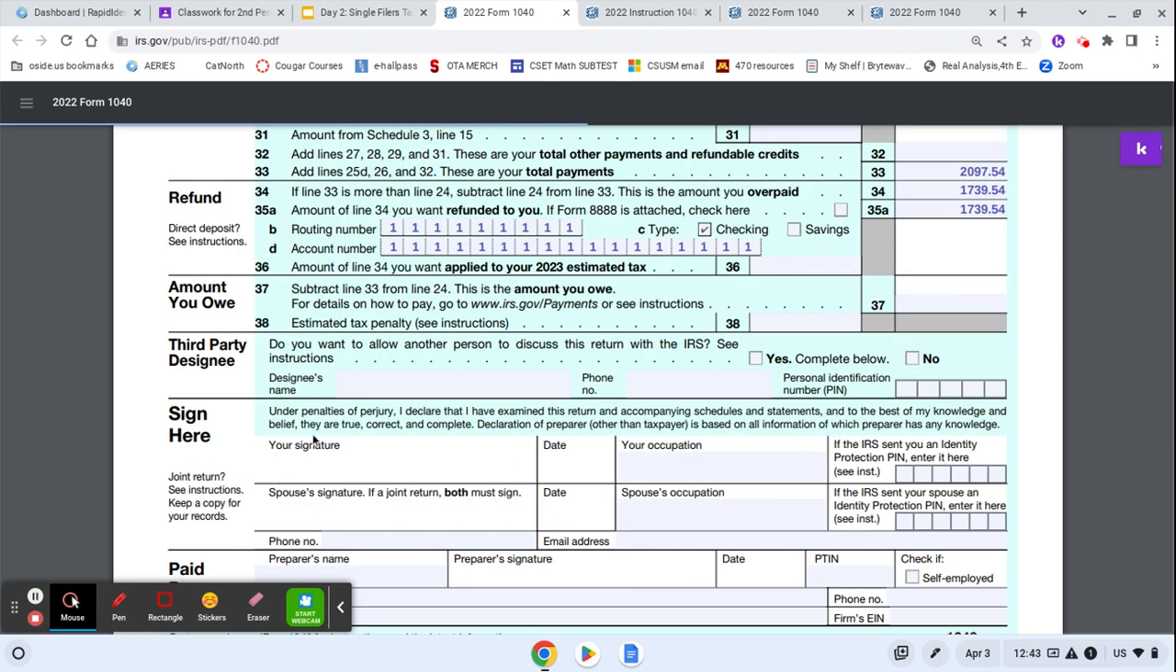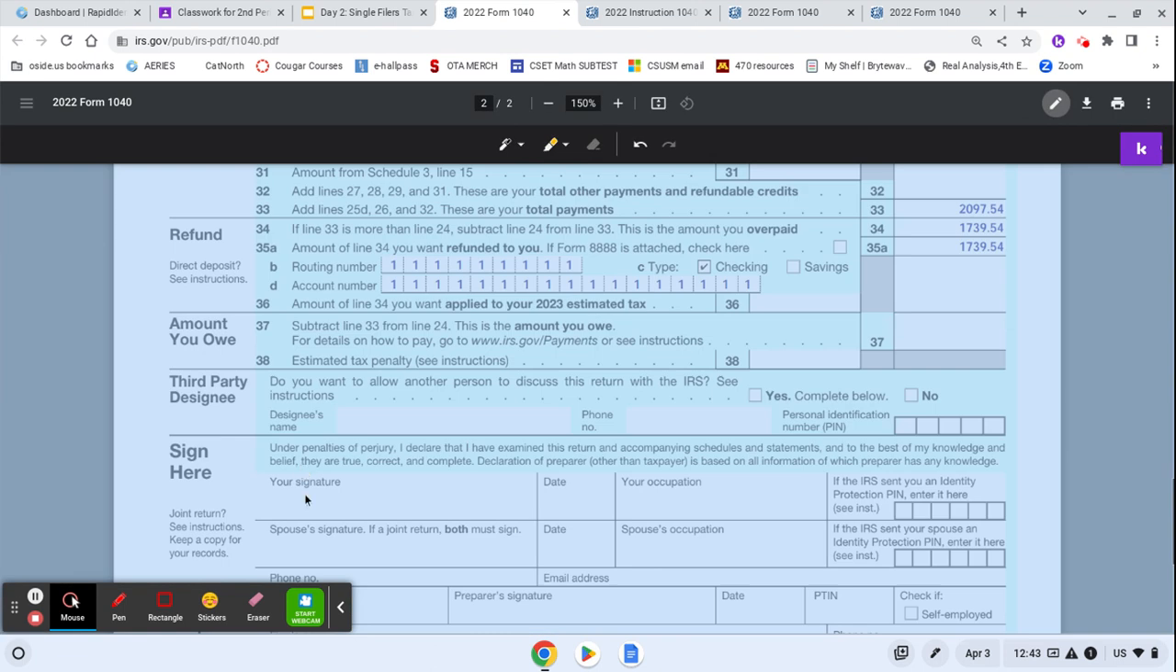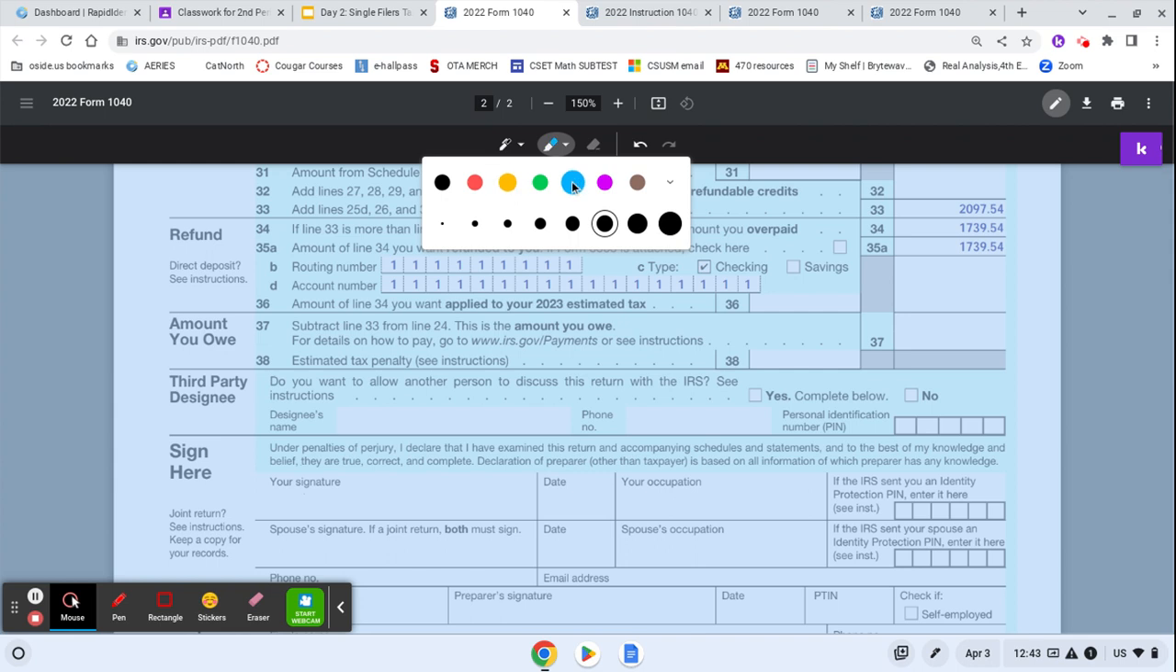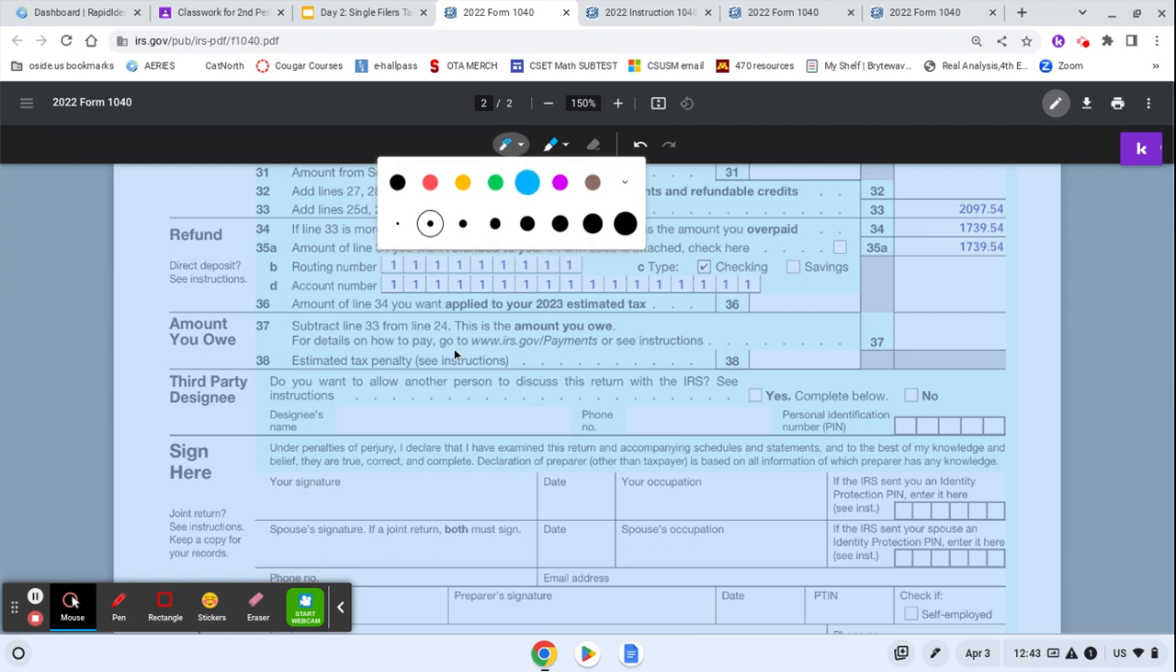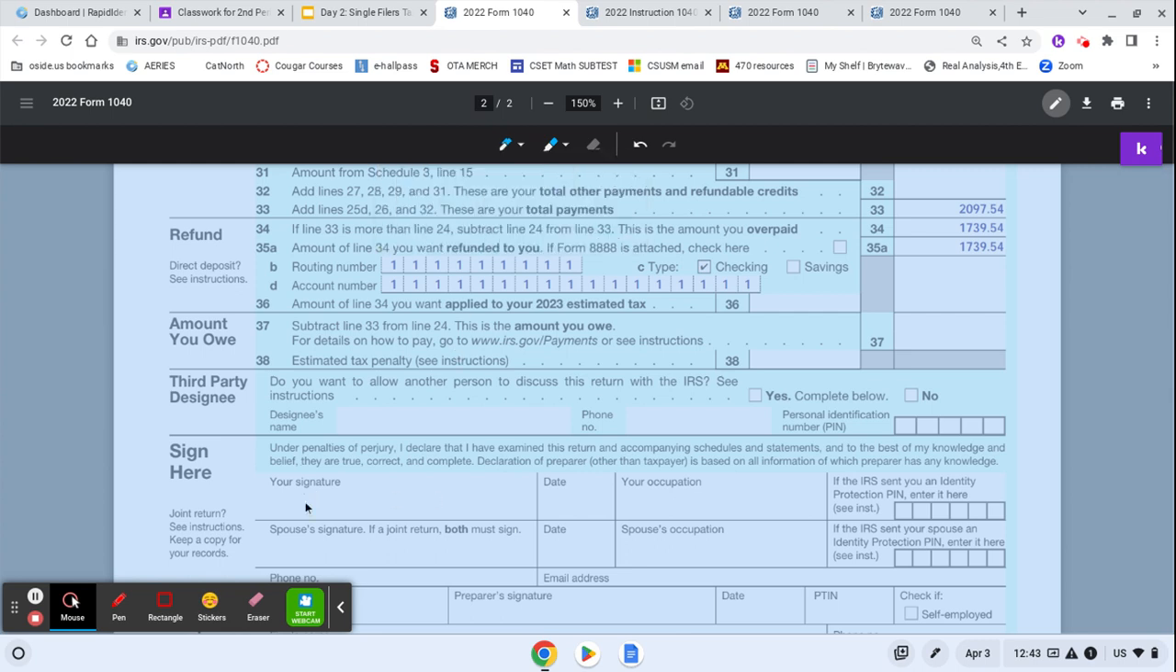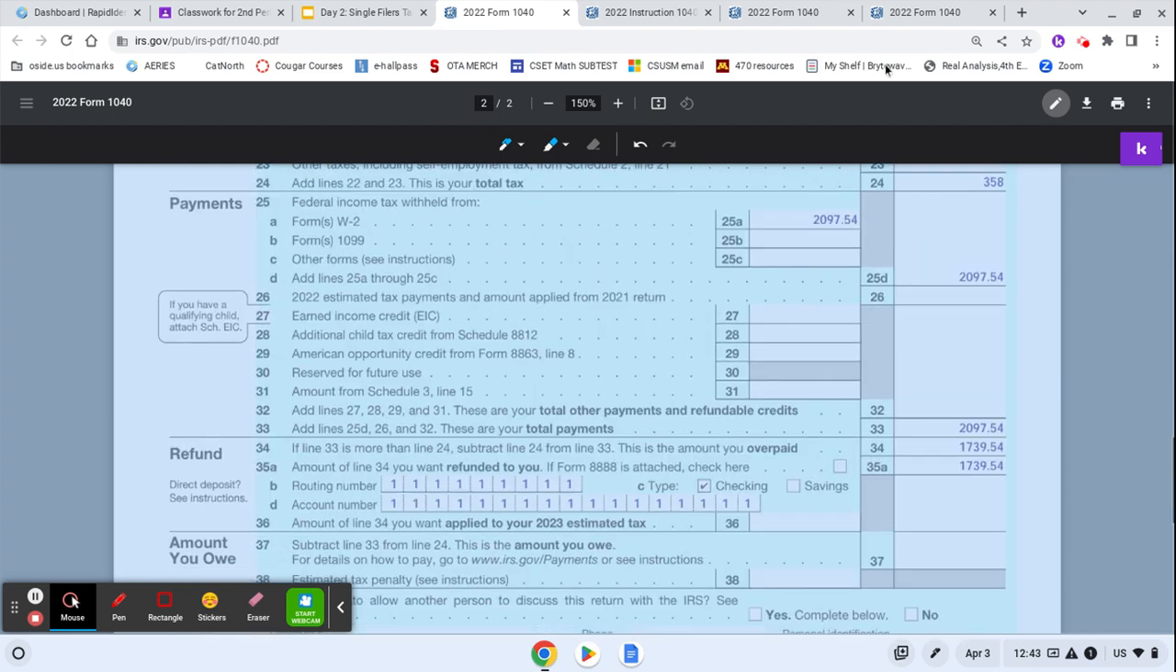Let's see if it lets me sign with my mouse. No. Oh, wait. I don't know if you have this capability on yours, but you guys are probably doing this on paper. Oh, that was a highlighter. Now let's try this. Oh, I don't think it's letting me.